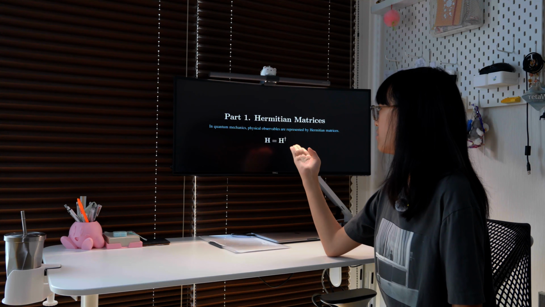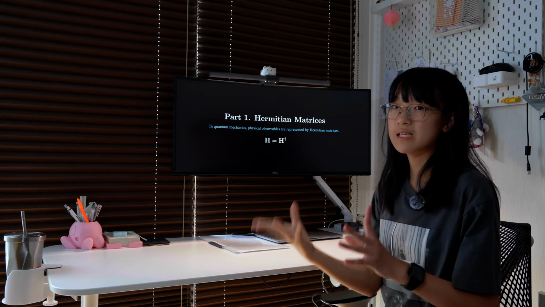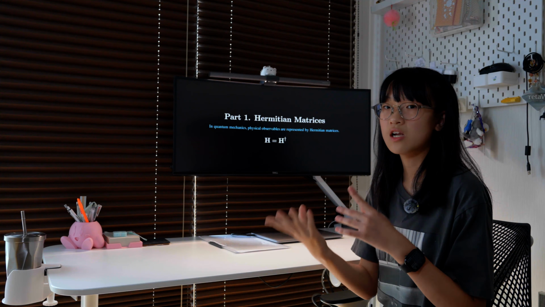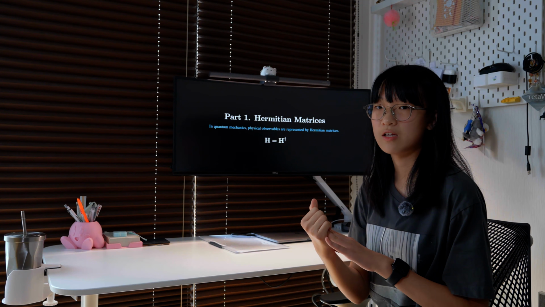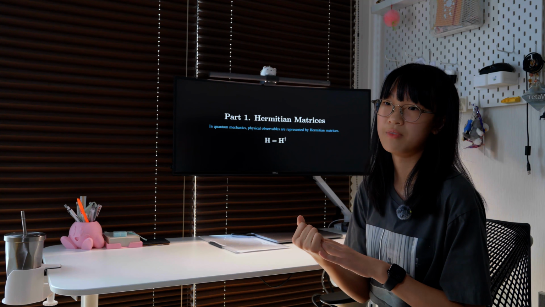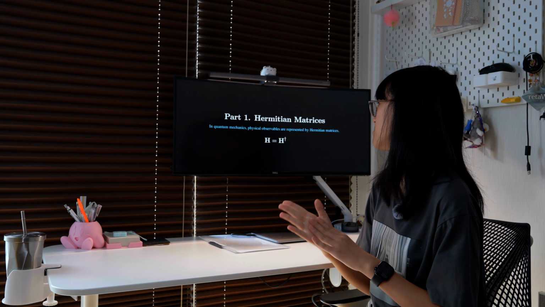This is the idea we have explored before. We just transpose the matrix and then get the conjugate of every entry, and we find that it is actually completely equal to the original one. Then we say that this is a Hermitian matrix.